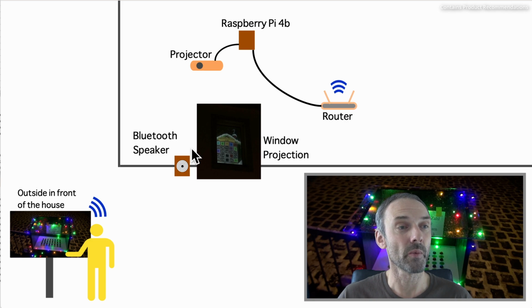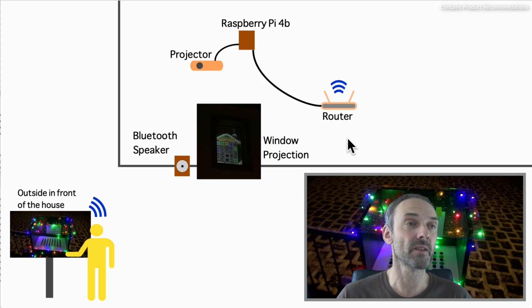Next to the window, on the outside of the window sill, we have the Bluetooth speaker, which is connected to the Raspberry Pi using a Bluetooth connection, because the visitors of course will hear some sound when the videos are played. And last but not least we have the router, which is attached to the Raspberry Pi using a network cable, and it also provides a Wi-Fi network to which the control unit on the outside is connected.